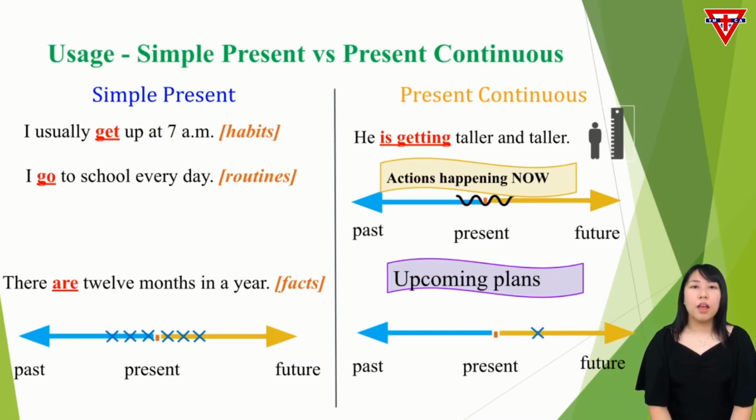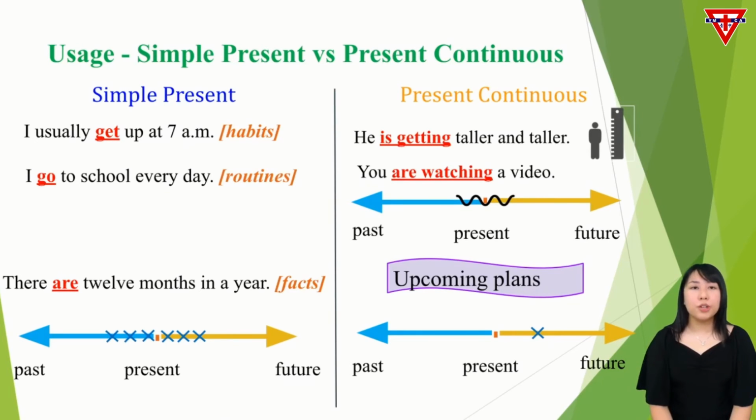Number 2, when the simple present tense describes actions happening regularly, the present continuous tense describes actions happening right now. Say, you are watching a video. We need the verb ing form to emphasize that the action is taking place right now.